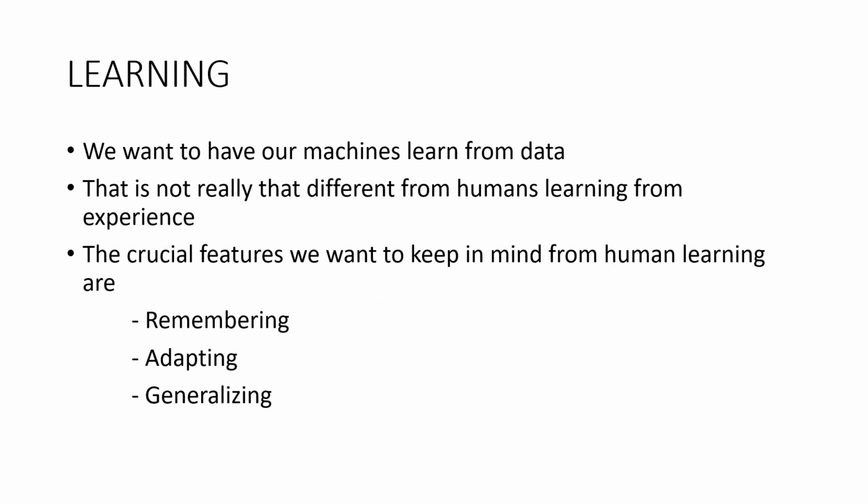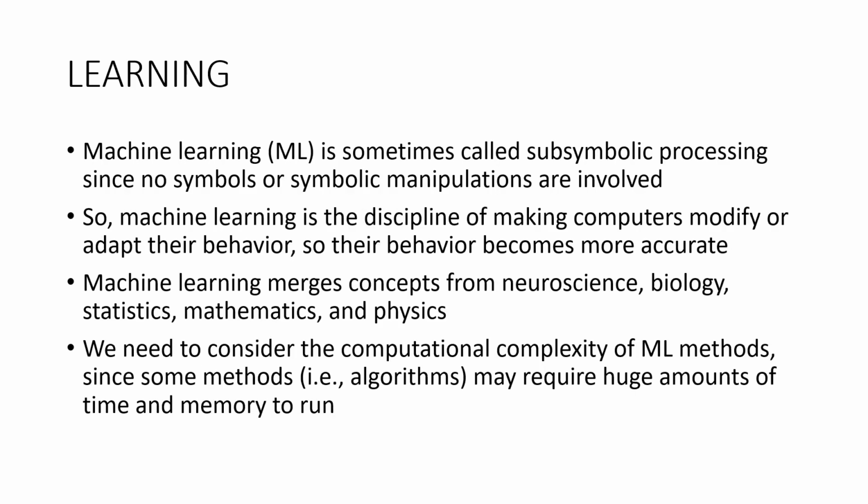So as I said, we want our machines to learn from data, and that's not really different from how we as humans learn from experience. Essentially, experience is just a form of data that we learn from. The crucial features of human learning are essentially remembering. If you can't remember, then you're not going to learn anything. But you also need to adapt and generalize what you learned. So we also want to have those features as part of our machine learning process.